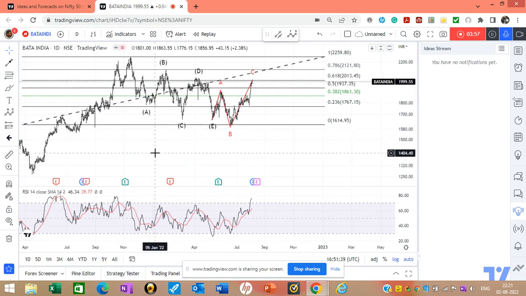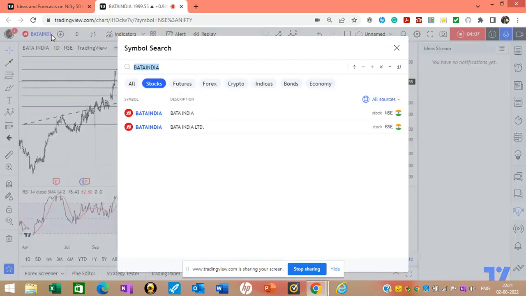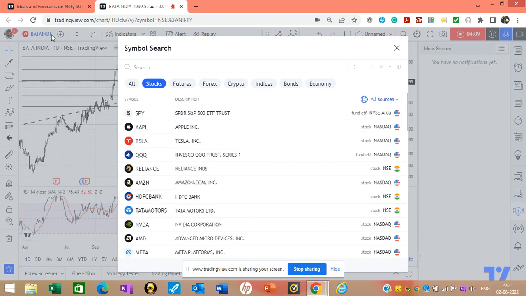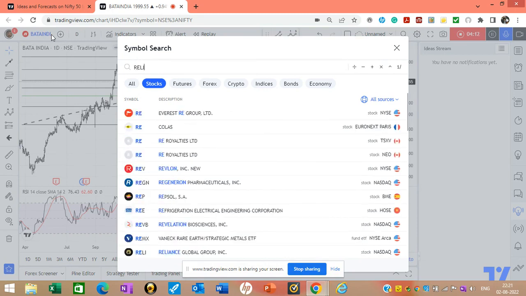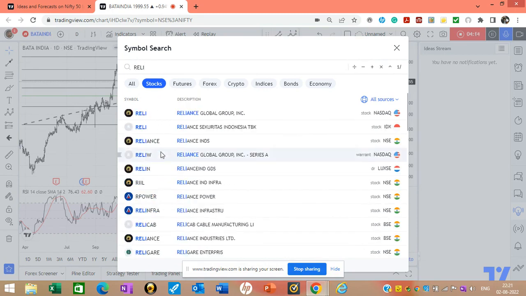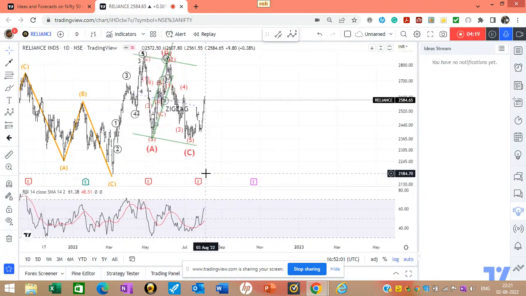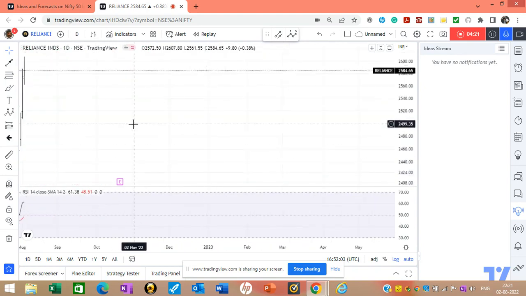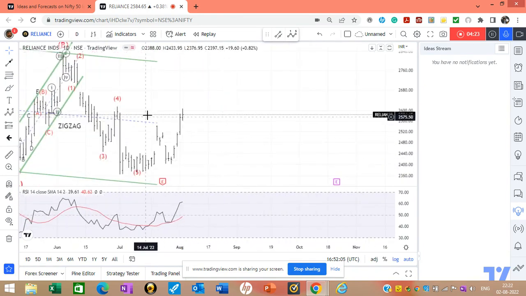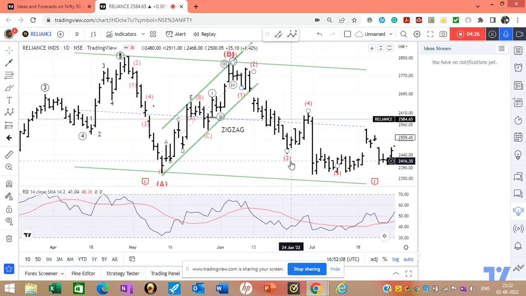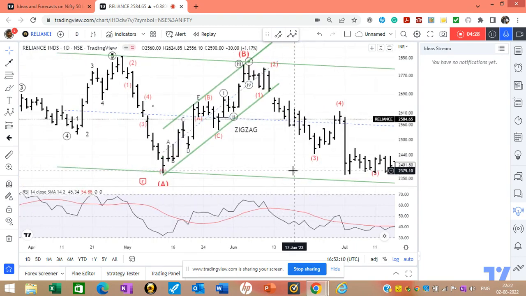So what I want to say is that leading diagonals appear as wave 1 or wave A, that is start of the decline. They also appear in zigzag correction as wave A. Another example would be Reliance Industries. Now you look at this Reliance Industries. This is a zigzag correction.